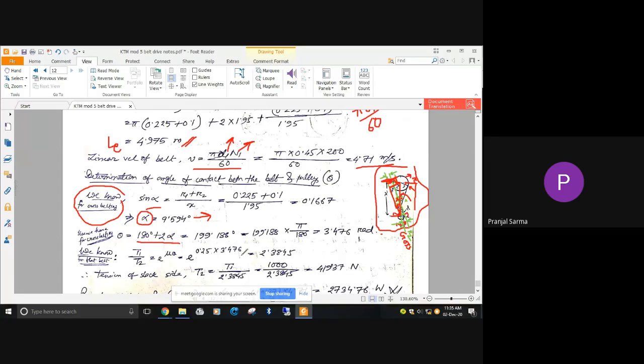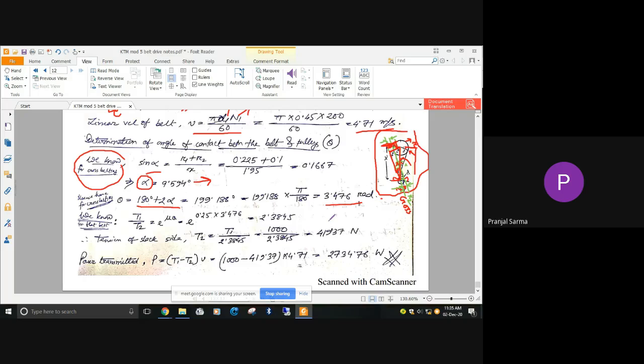In terms of radians, it becomes 3.476 radian. Here itself you can convert it to radians, because later, while using the ratio of the tension expression, we need to use it in radians; otherwise it is 199.18 degrees. Up to this much, I hope all of you have understood.